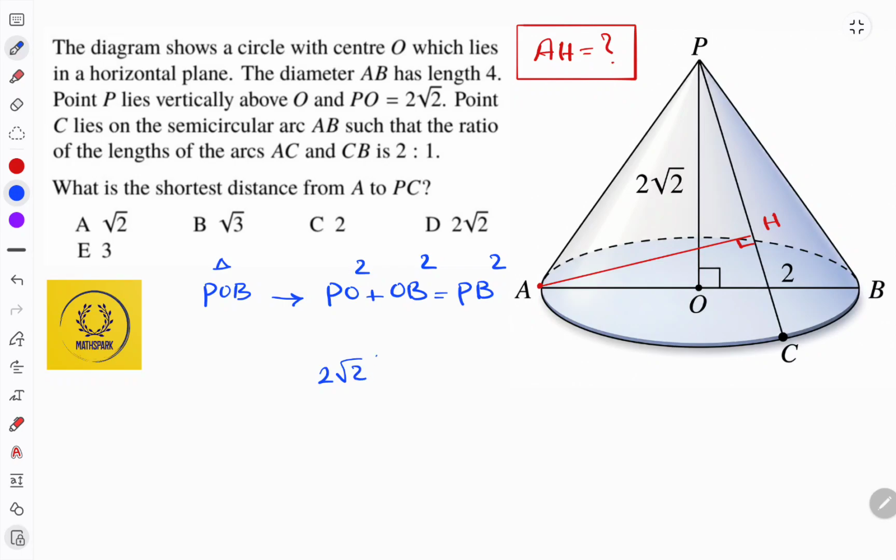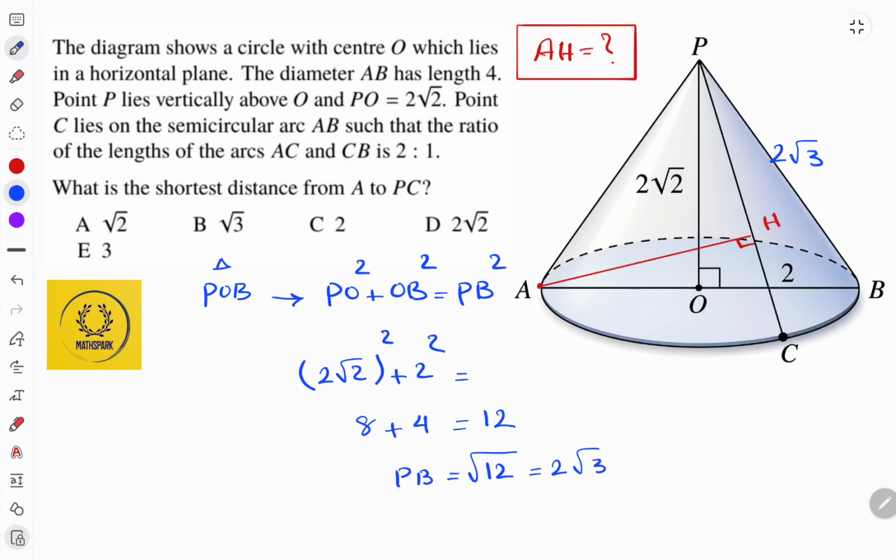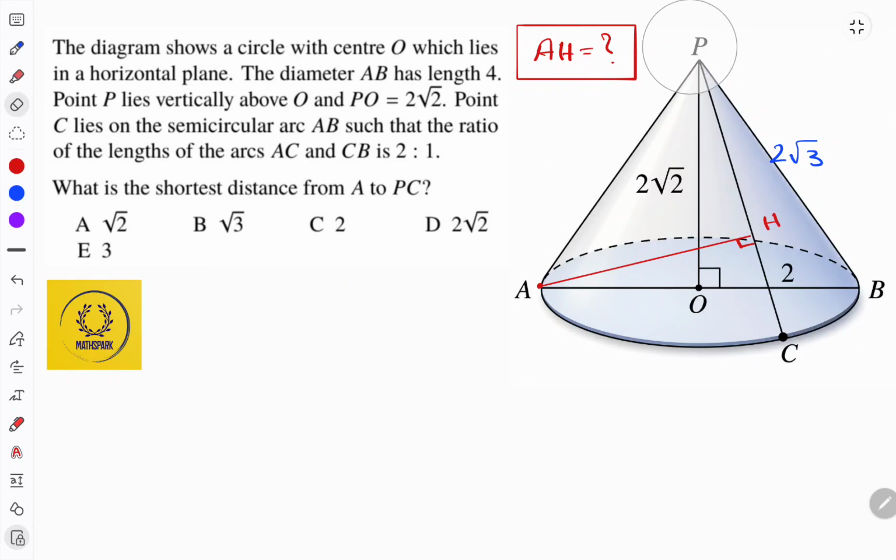PO is 2 root 2 and OB is 2. 2 root 2 means root 8, and root 8 squared is 8, plus 2 squared is 4, so the answer is 12, and we found that PB is root 12, which is 2 root 3. So the length of PB is 2 root 3. Okay, because PB is the slant of this cone and equals PC, we found that the length of PC is 2 root 3 as well.